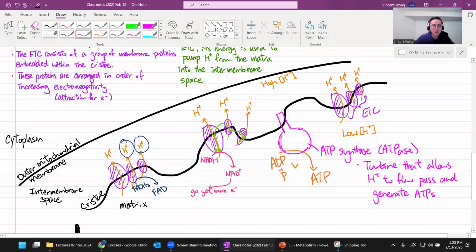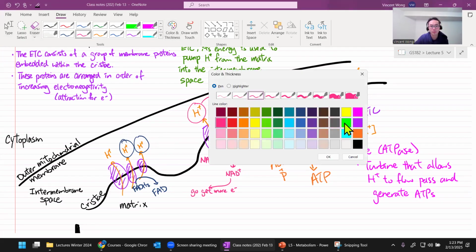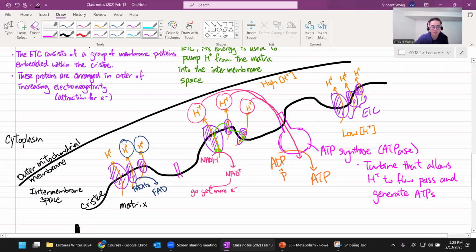Let me just use a different color here. For the NADH, we're able to pump 3 of these. So when they go through the ATPase, they will create 3 ATPs. Whereas for the FADH2, they will only be able to pump 2 H+. So when they go through the turbine, and you might have another turbine here, there we go, another turbine here, when these go through, you're only going to be creating 2 ATP as opposed to 3 ATPs.